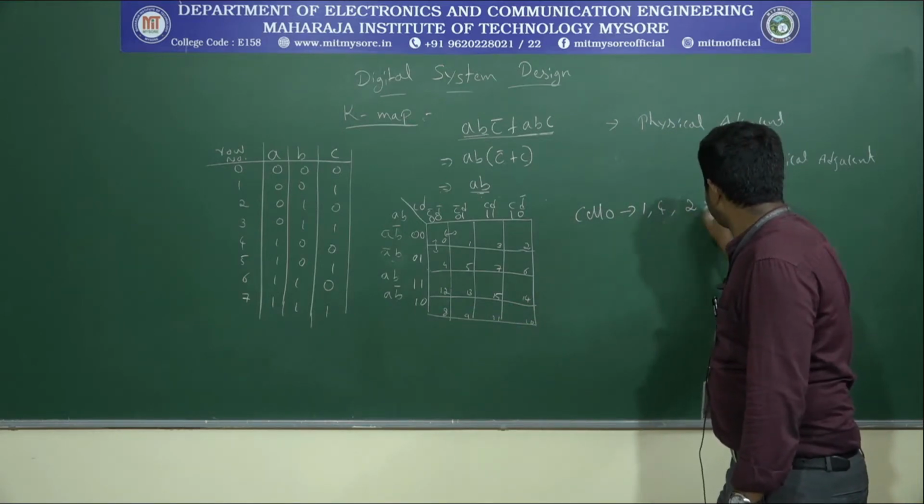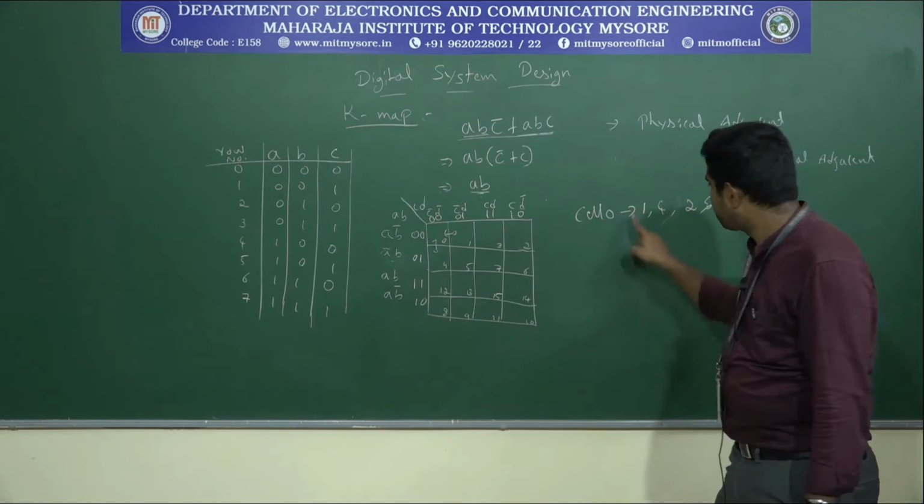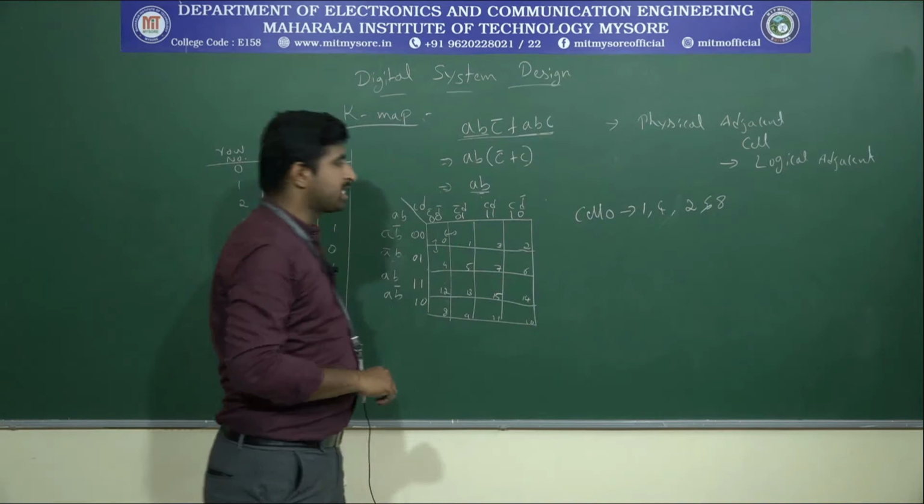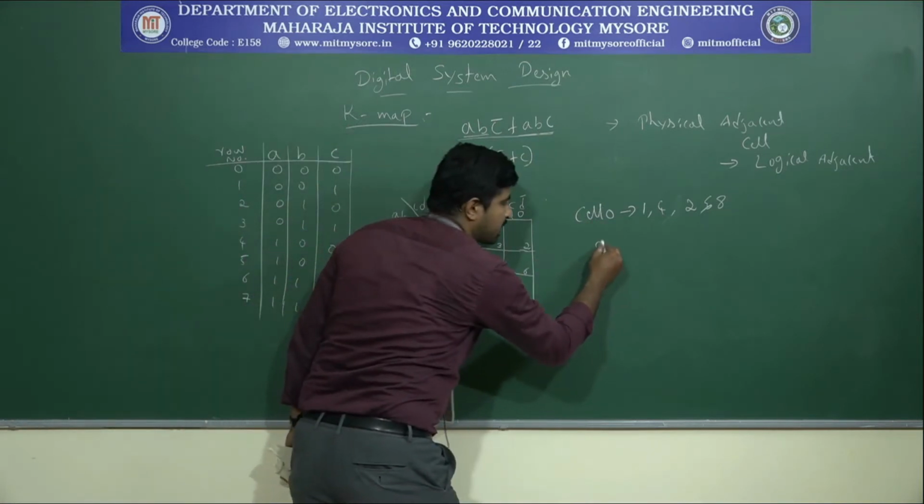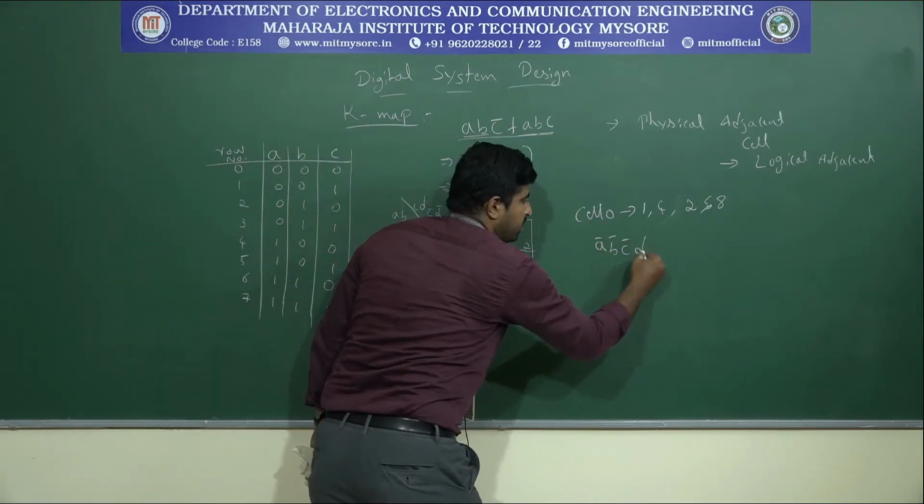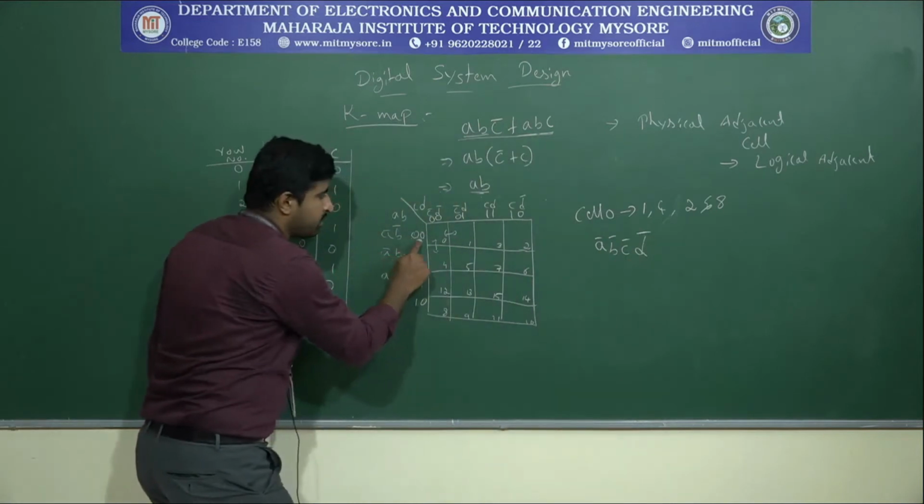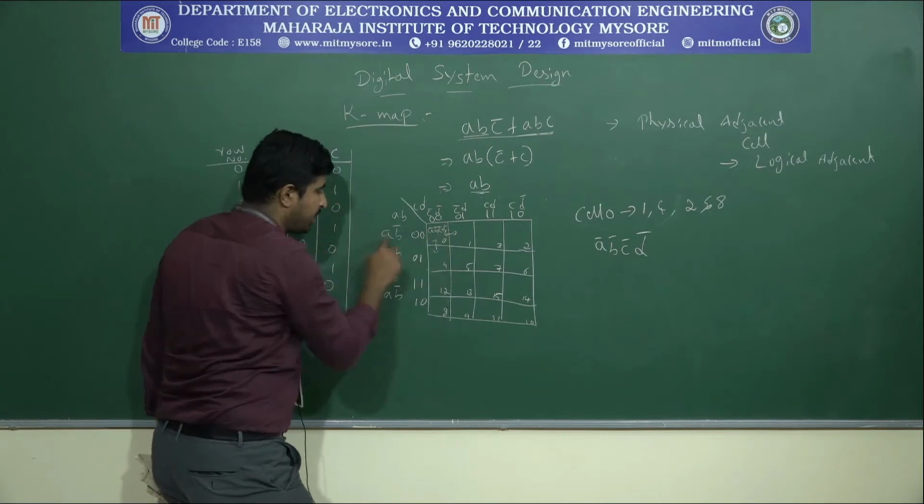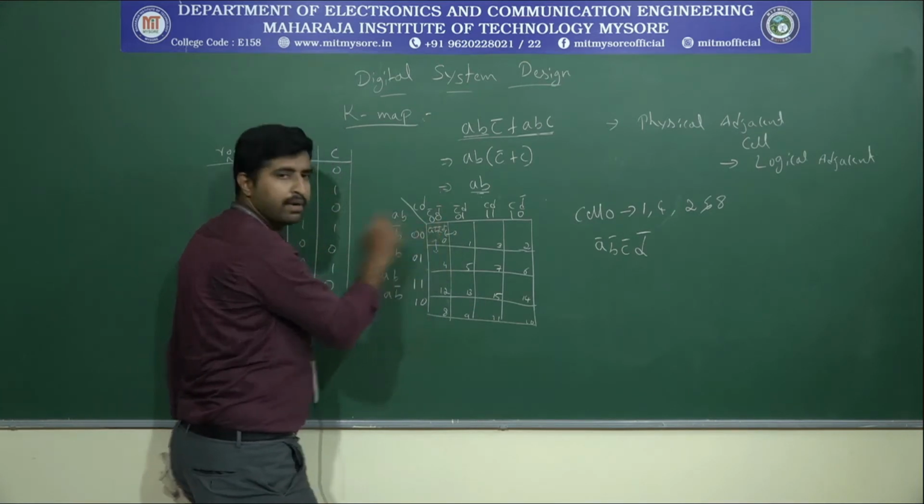2 and 8. Okay. So how that one? Let's see that one. So what are the literals corresponding to the cell 0? Cell 0 corresponds to A bar, B bar, C bar, D bar, right? 0 0 0 0 corresponds to A bar, B bar, C bar, D bar.